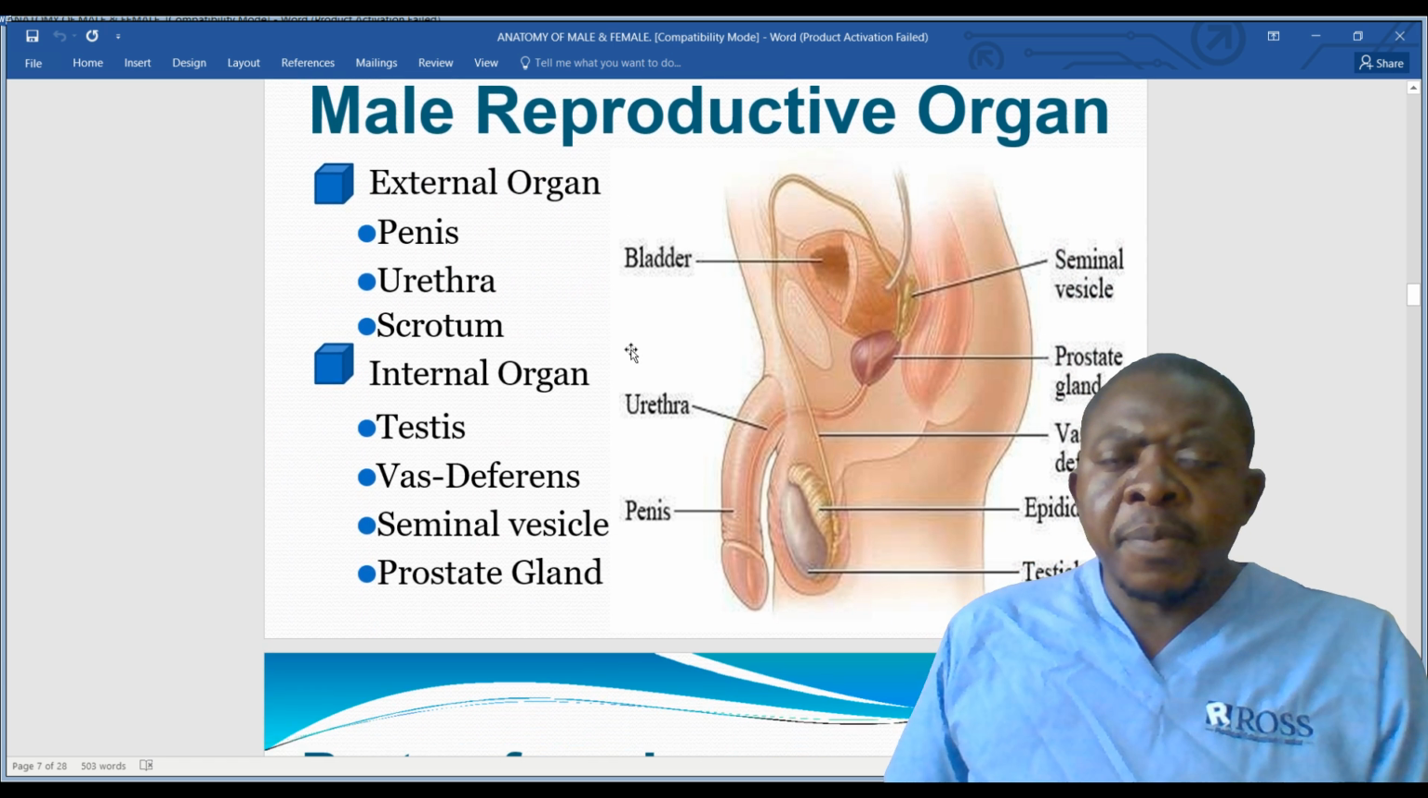Male reproductive organs. So this is a graphical representation of the male reproductive organs. So we have external organs and we have internal organs. Under external organs, we have the penis, urethra, and the scrotum. Under internal organs, we have the testes, vas deferens, seminal vesicle, and the prostate gland. So in this diagrammatic representation, we have the external organs and the internal organs illustrated within the diagram.